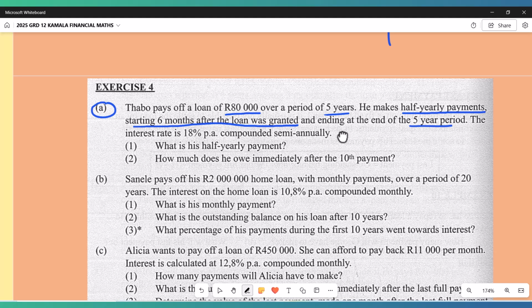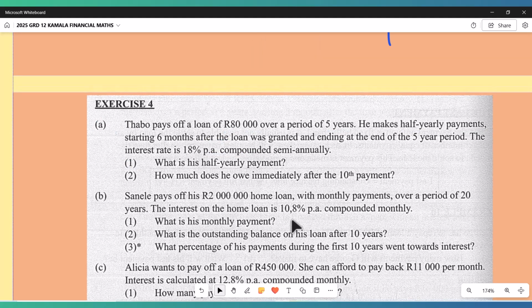They say the interest rate is 18% per annum compounded semi-annually. Did you hear that? It is 18% per annum compounded semi-annually. Now the question is, what is his half-yearly payment? So when it comes to our question like this, what we want here is the half-yearly payment.